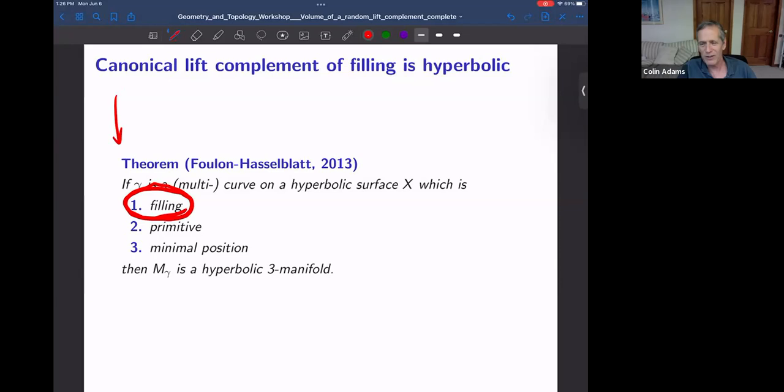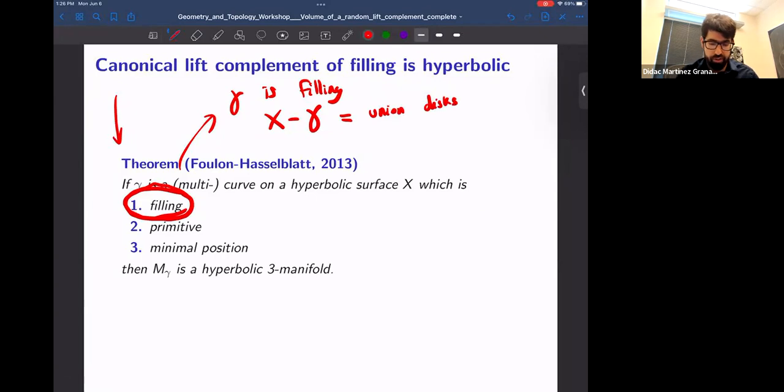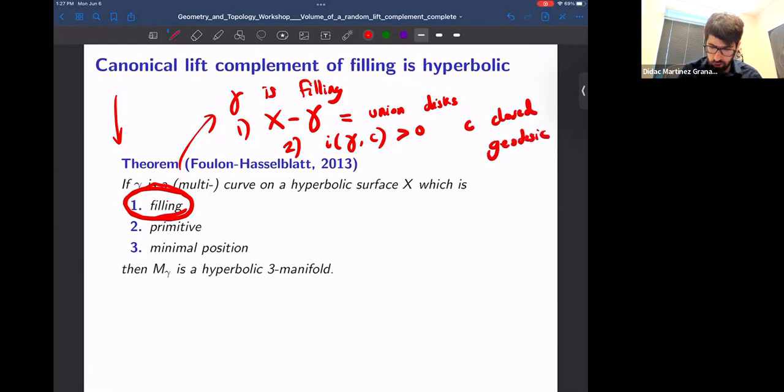But can you say what filling is? Sorry, yeah, I didn't say that. So gamma is filling means that, well, one way to say it is that if you take the complement of the geodesic, you get a union of disks. Another way to phrase it is by saying that the geometric intersection number of the curve gamma with any other closed geodesic is positive. Thanks. And sorry, Frederick, you didn't blink. I didn't define what filling is.